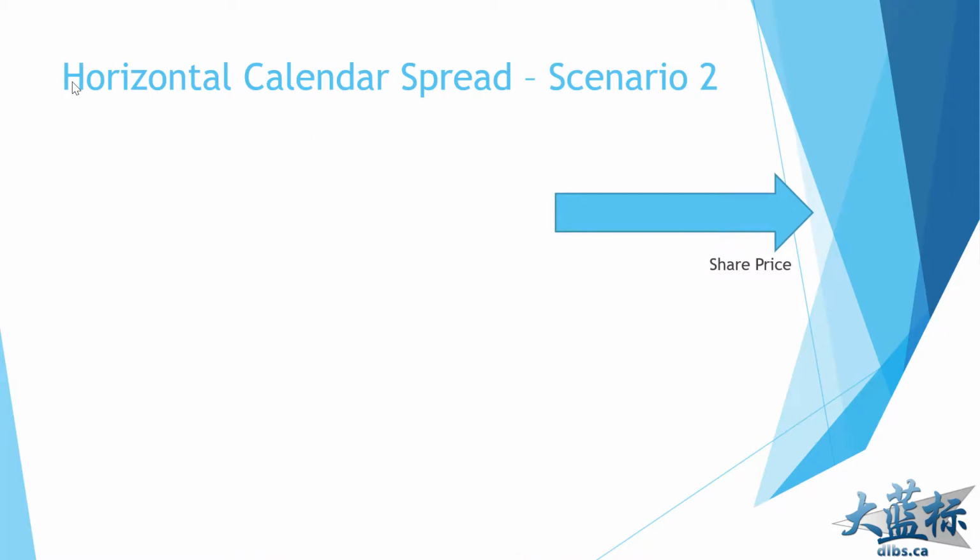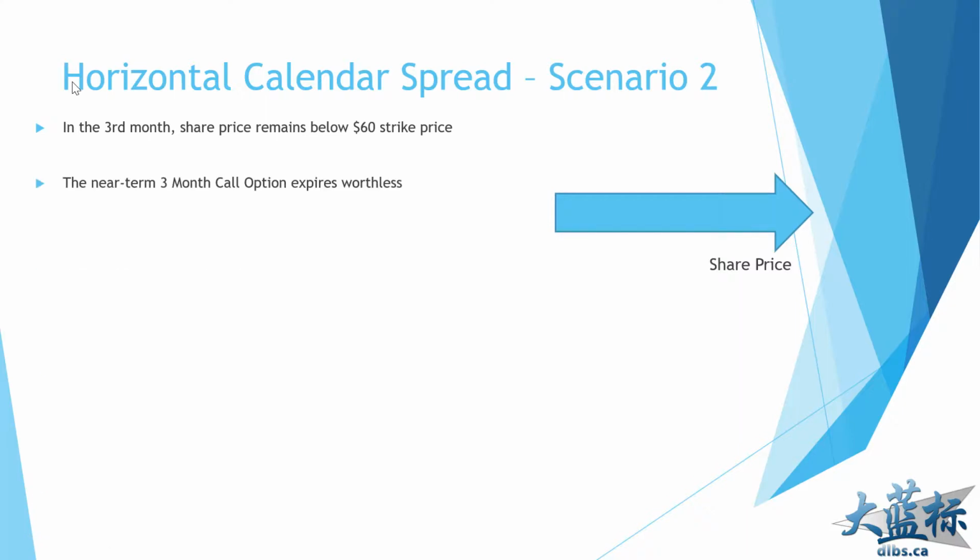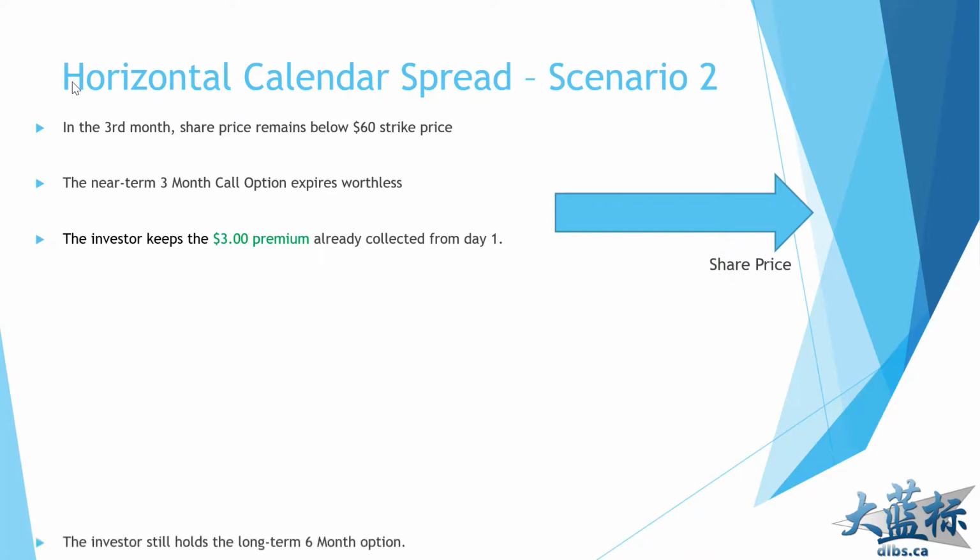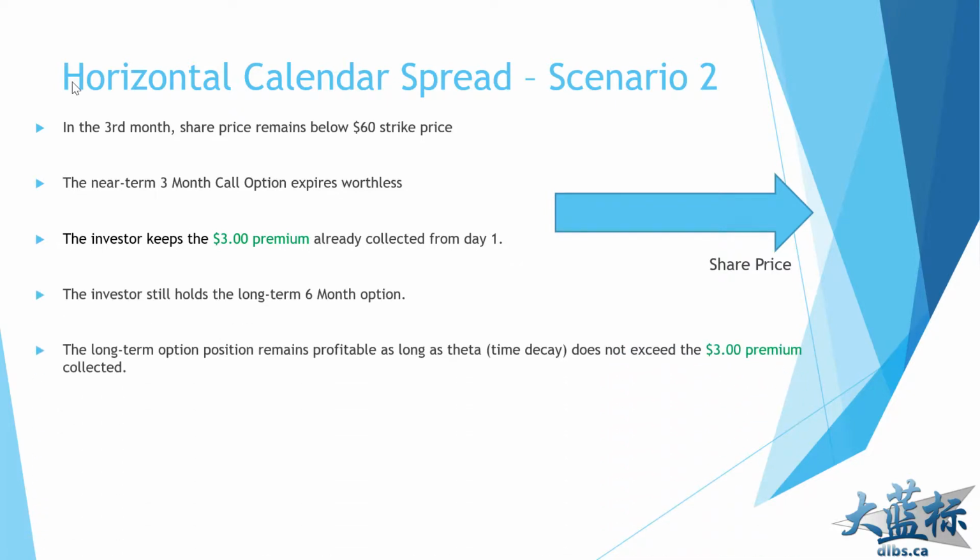The second scenario would not be as ideal. The stock did not rise as I anticipated. The share is flat. And as long as in the 3rd month the share price remains below the strike price of $60, I'm still in a good position. My 3-month call option expires worthless. I collect the money that I did from day 1. I still hold the 6-month option. Again, as long as the time decay does not erode the $3 I already collected, I'm in good position there.